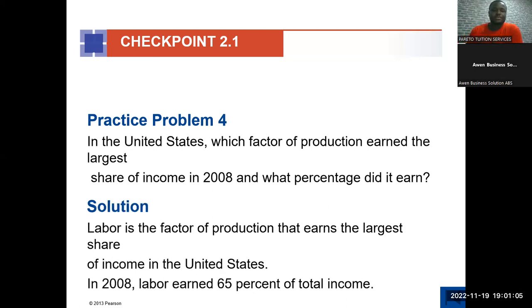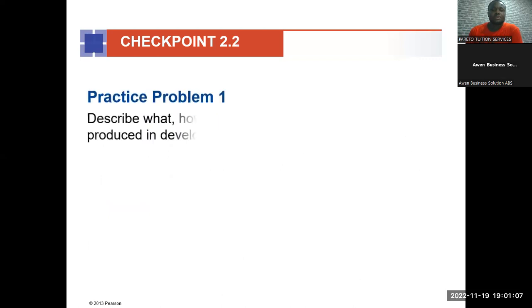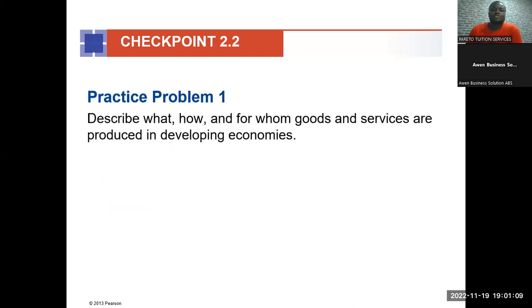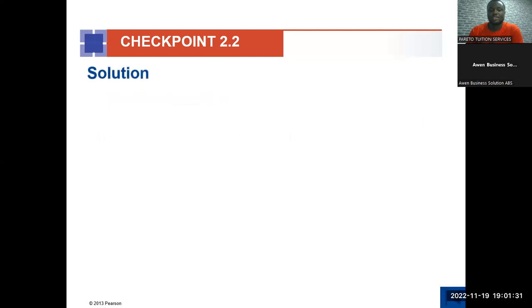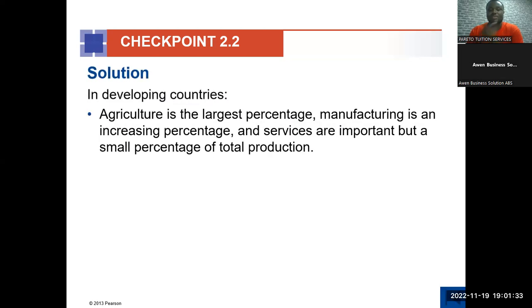All right. We have to describe what, how, and for whom goods and services are produced in developing countries. So a country like Ghana, what do we actually produce here? And then how do we produce them? And then for whom do we produce these goods and services? Let's look at the solution that they gave.